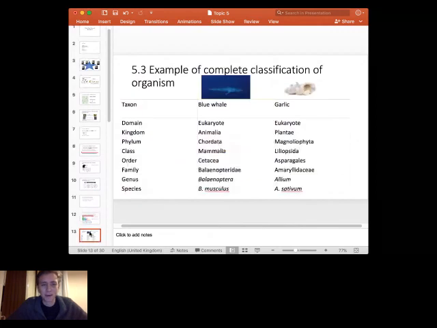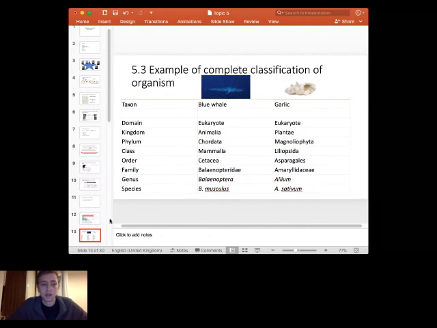Sadly, you have to, for the IB, be able to give complete classifications of 2 organisms, one animal and one plant eukaryote. Now, you can choose any organisms that you want. I've given the example of the blue whale and the garlic here. And yeah, you basically just have to be able to recite what each domain, kingdom, phylum, class, order, family, genus, and species of these 2 organisms are.